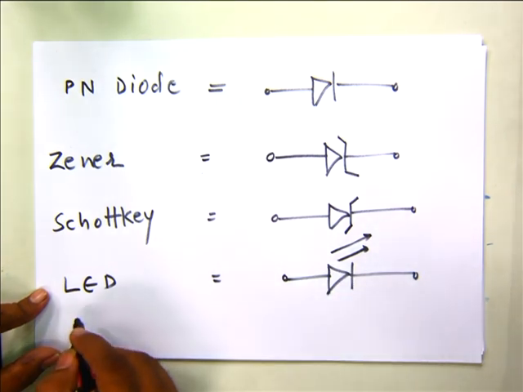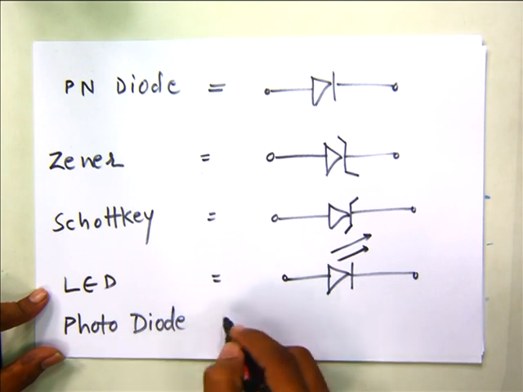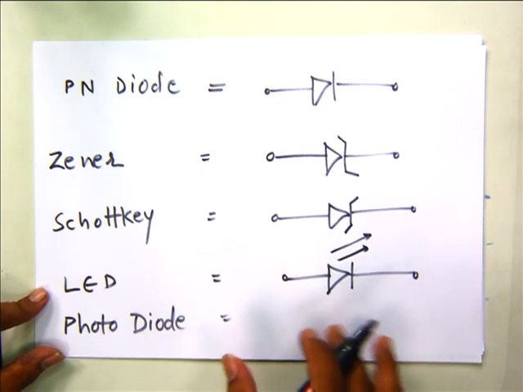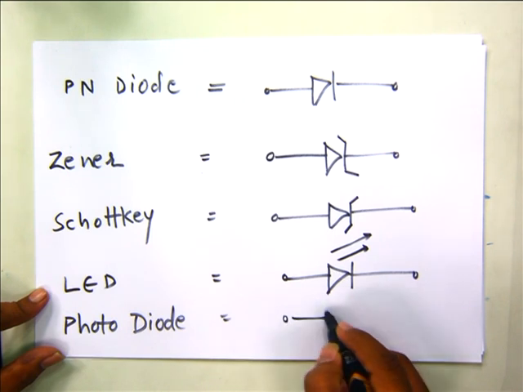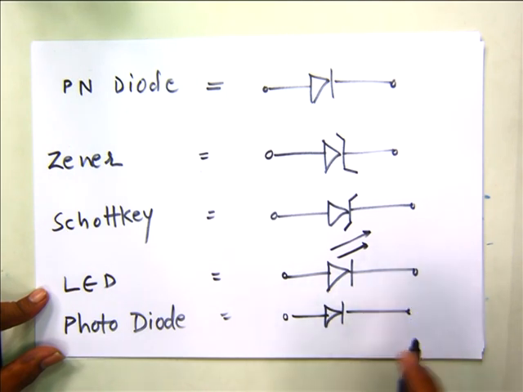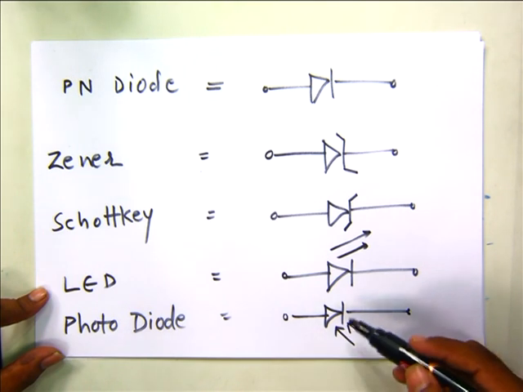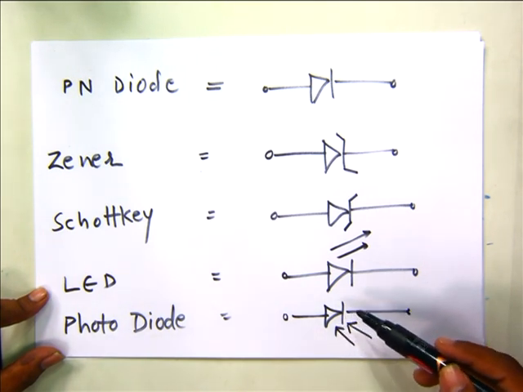And here I have to mention one more device, the photodiode, because many times students are very confused between the LED and the photodiode. Again you make the PN junction diode, but the photodiode receives light, so you draw the light arrows coming in. So when light comes to the device, it is known as a photodiode, but when light goes out from the device, it is known as an LED. This is the very minute difference between the LED and the photodiode.